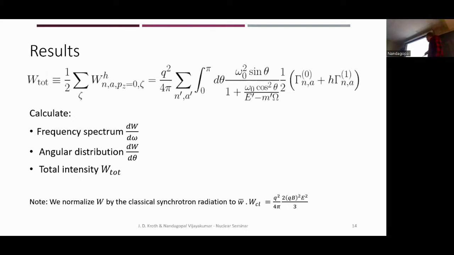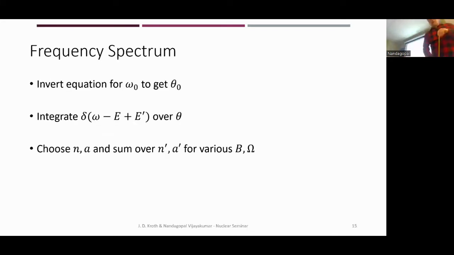Another note: we'll be reporting our results normalized to the classical intensity, which is important to note is proportional to the energy of the photon or the fermion squared. So the radiation will seem to decrease at higher energy, but that's just the suppression in that normalization. First I'll discuss the frequency spectrum.